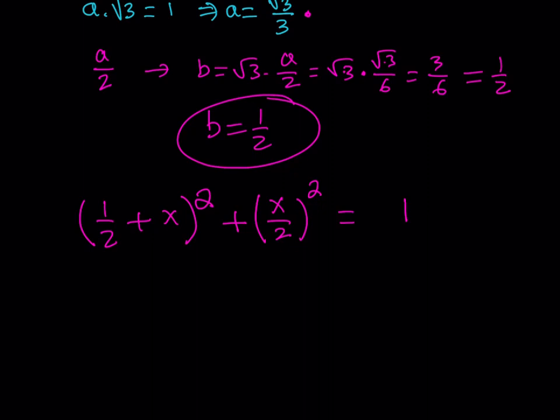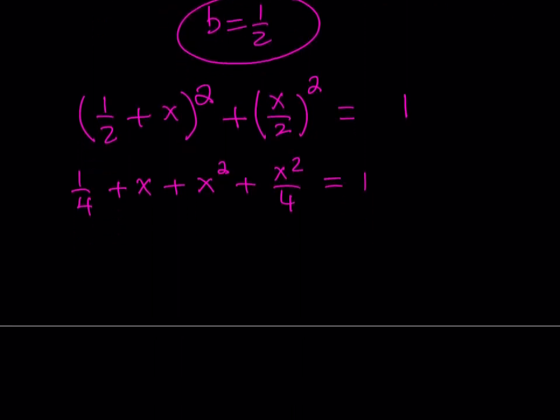We're going to square this, so it's going to give us 1/4 plus 2ab, which gives us x, plus x squared divided by 4 is equal to 1. Now at this point, you can just go ahead and multiply everything by 4. I just like doing that because it eliminates all the fractions and makes it a little easier to solve. Multiply everything by 4. Then we get 4x squared plus x squared, which is equal to 5x squared plus 4x.